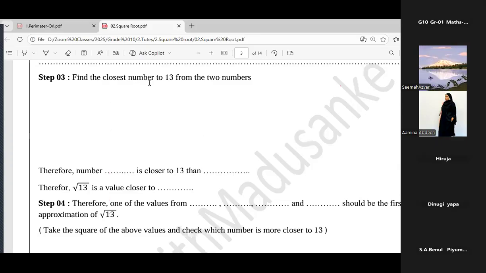Find the closest number to 13 from the above two numbers. Right? So previously we had something like this. And previously we had 9 less than 13 less than 16. So how are we going to find the closest number to 13 from 9 and 16? Can anyone tell me how we are going to find the closest number to 13 from these two numbers, 9 and 16?